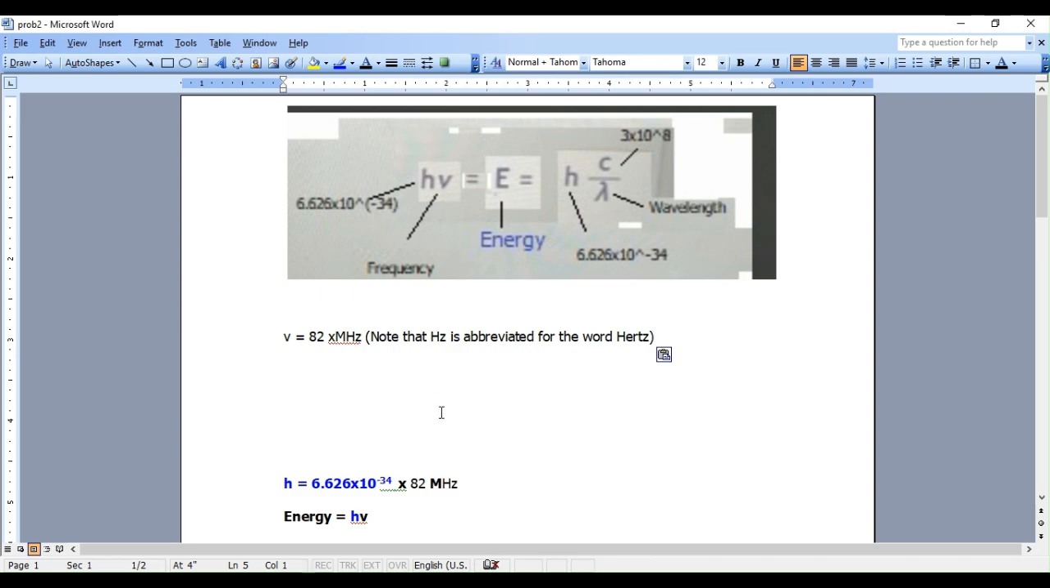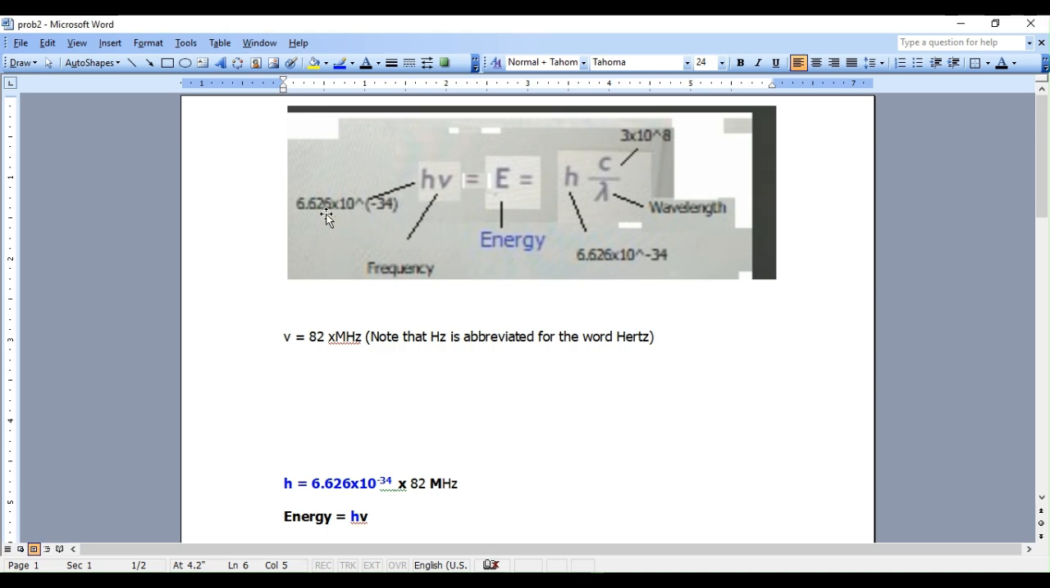All right, let's find the energy of a photon that is 82 megahertz for its frequency. So if I tell you the frequency of a photon is 82 megahertz, how much energy does it have in joules? Okay, so we're going to use this equation. Energy equals h times v, the stuff on the left-hand side.